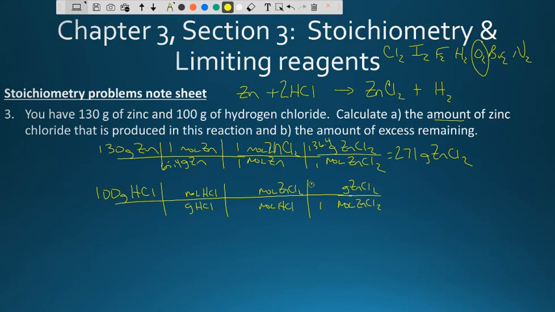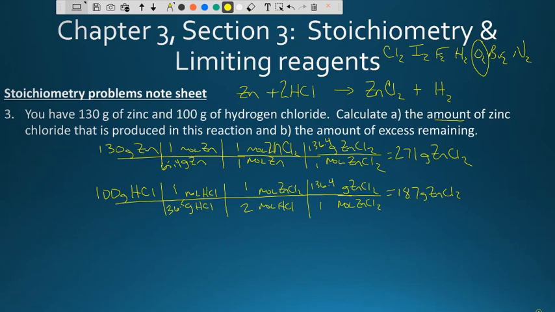Okay, so 1 mole is 136.4 grams, but this time I have 2 moles of hydrochloric acid to 1 mole of zinc chloride. And then 1 mole of hydrochloric acid, hydrogen is 1, chlorine is 35.5, so it gives me 36.5 grams. So if it was up to my hydrochloric acid or hydrogen chloride, I would end up with a mass of 187 grams of zinc chloride.